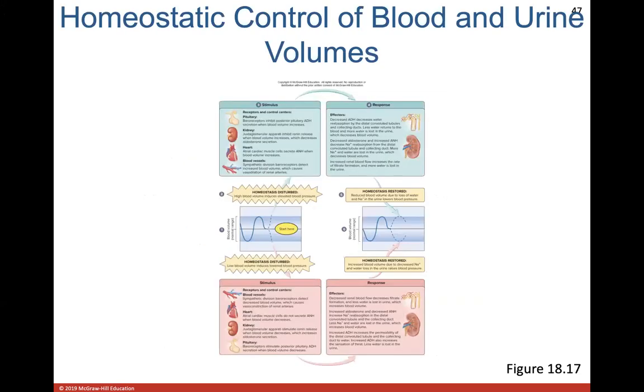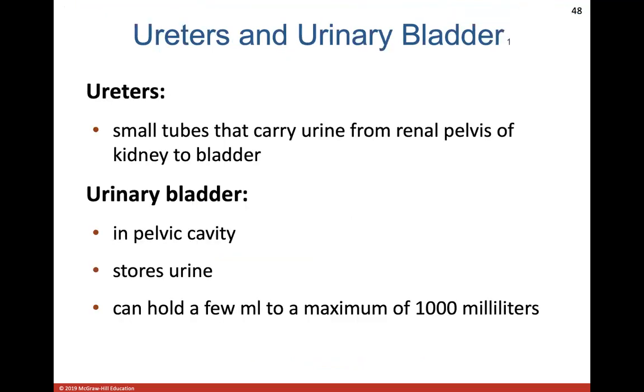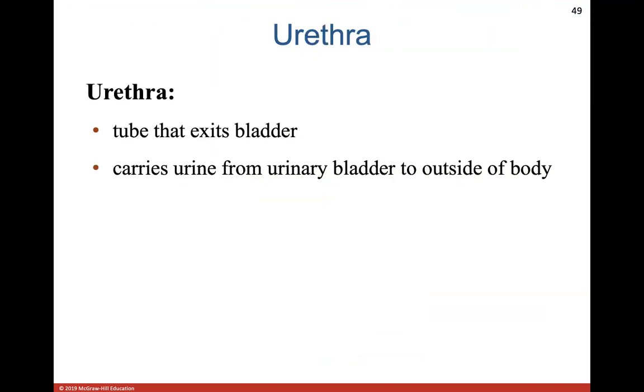So here we have homeostatic control of blood and urine volumes using these different hormones to keep your blood pressure and urine volumes consistent. So the ureters themselves, you have two of them. These are the small tubes that carry urine from the renal pelvis of the kidney to the bladder. The urinary bladder itself is in the pelvic cavity and helps to store urine. It can hold a few milliliters to a maximum of 1,000 milliliters.